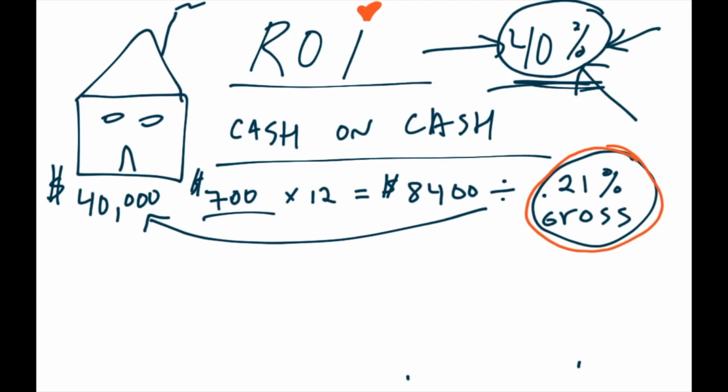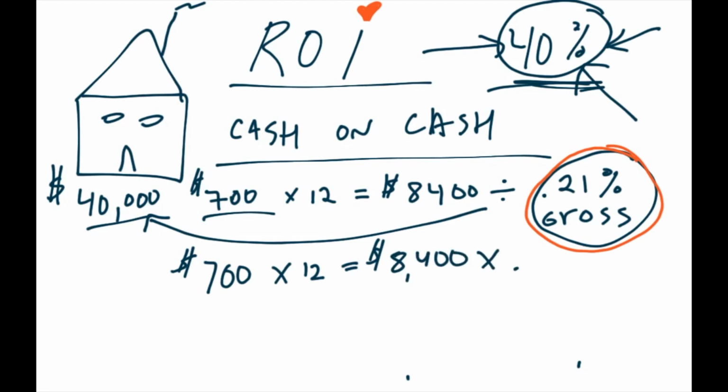Let's go back to the whiteboard. So $40,000 is our house, and it's $700 a month for rent. So I'm going to take that $700 again, multiply it times 12, which gives us the same number, $8,400. But now I'm going to multiply this number times 0.6.